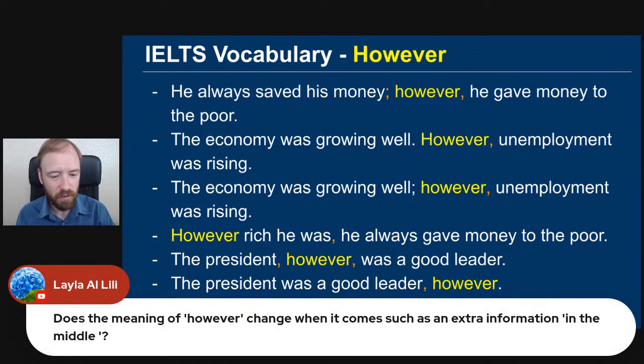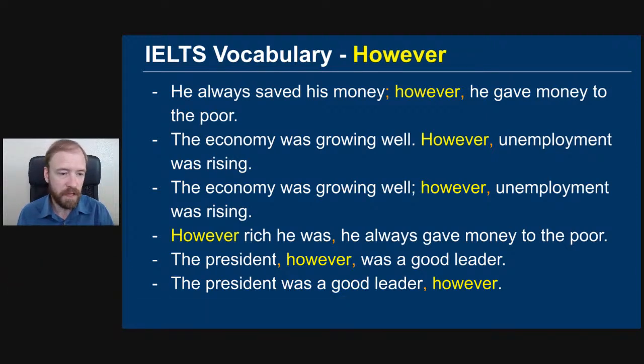Does the meaning of however change when it comes as extra information in the middle? It can. I don't know every situation. I don't want to make an exact absolute rule, but certainly it is a contrast word. So it's not always a contrast word, but in the cases I'm showing here, it is a contrast word. It is showing contrast to something.